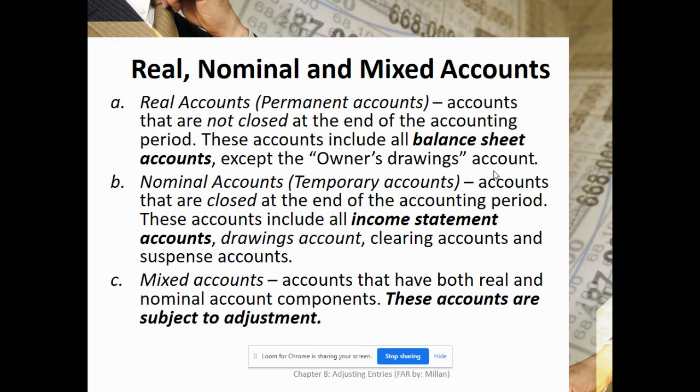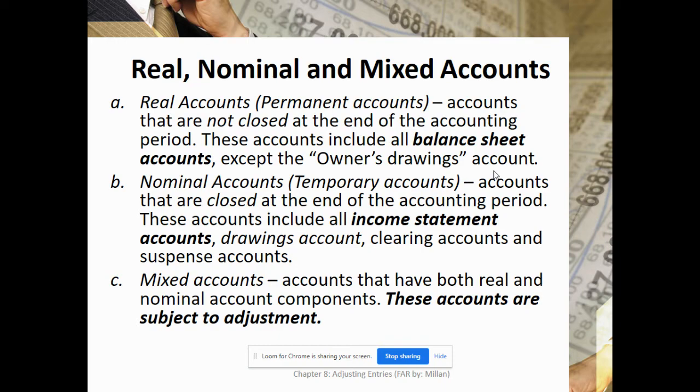So, real accounts, or the permanent accounts. These are accounts that are not closed at the end of the accounting period. These accounts include all balance sheet accounts except the owner's drawings account. So we've discussed previously the different accounts under balance sheet, and these are all real accounts. Yun yung classification niya. Sabi nga except for the owner's drawings.